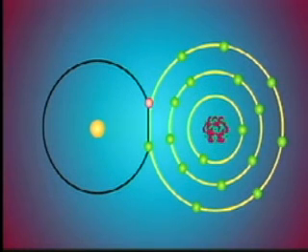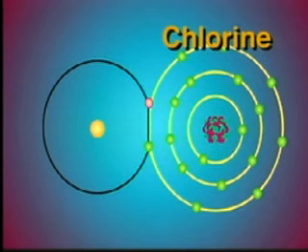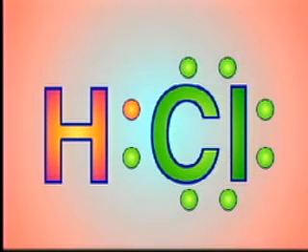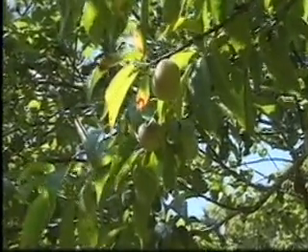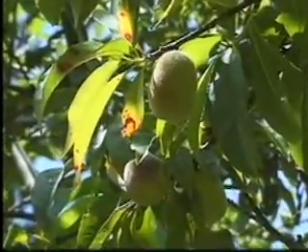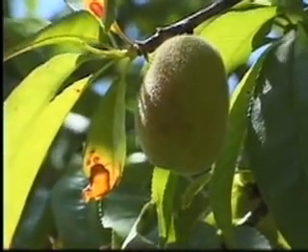Another example of a covalent bond occurs between hydrogen and chlorine, where hydrogen has 1 electron and chlorine has 7 electrons in its outermost shell. You can see from the diagram that each element has filled its outermost shell, enabling the molecule to be stable. Compounds made of covalent bonds are quite common. The major nutrients in foods, such as carbohydrates, fats, proteins, and this piece of fruit, are made of covalent bonds.